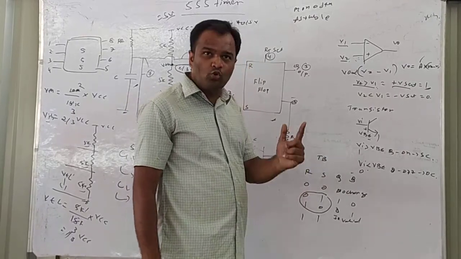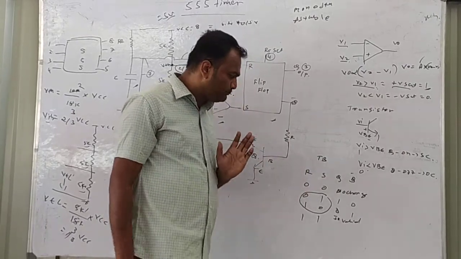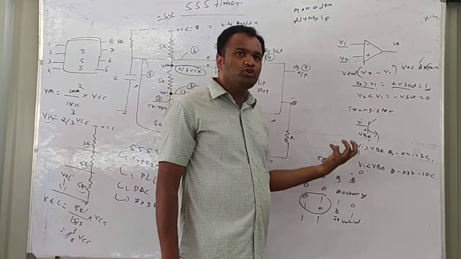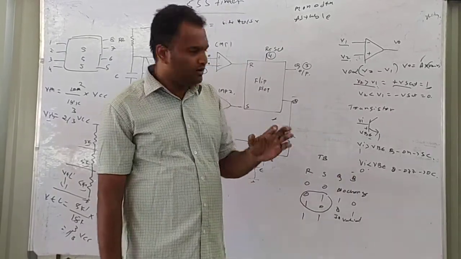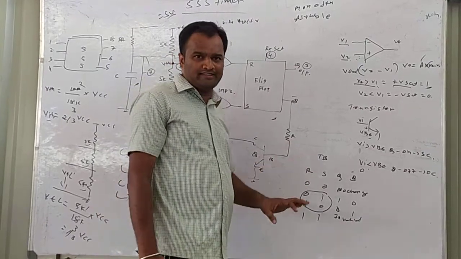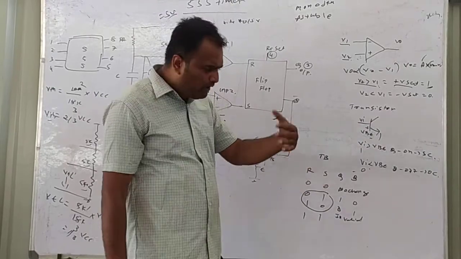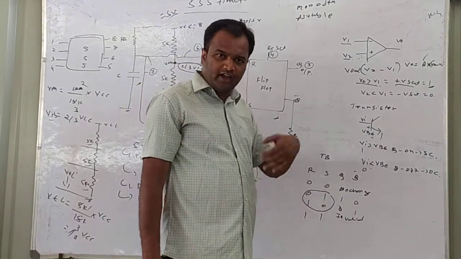When set pin is equal to 1, we will see what is going to happen. See here, when it is 0, 0, it will acquire the previous state. The output will not change. It remains the same. Suppose if the previous output is 0, 1, it will retain 0, 1. If the previous output is 1, 0, it will retain 1, 0.